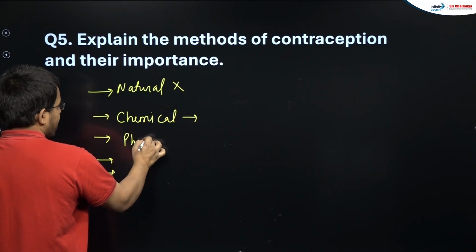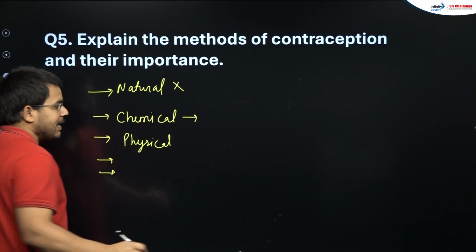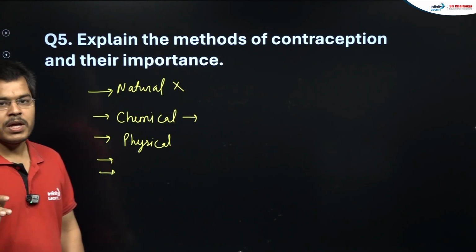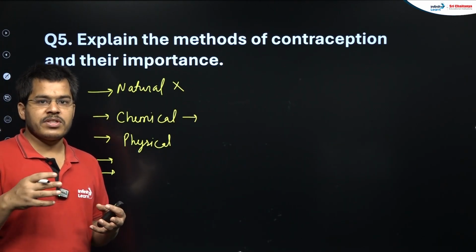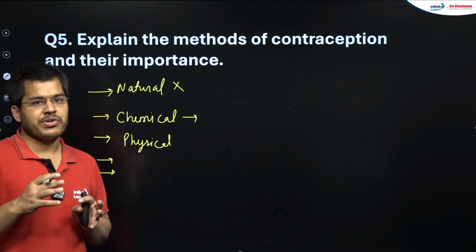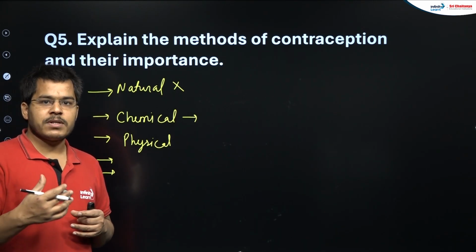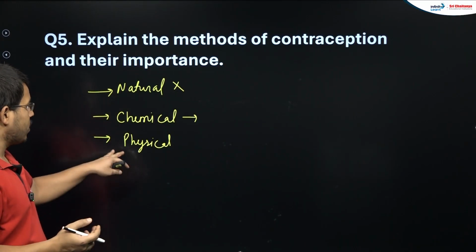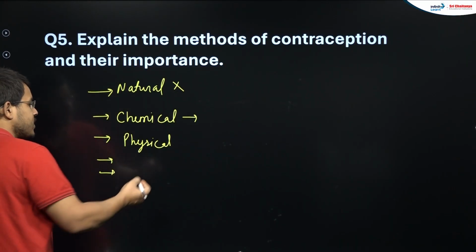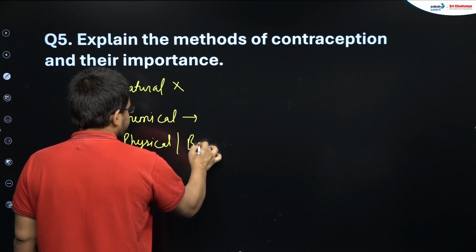In the physical method, we have some rubber or latex-like material through which coverings are made for male and female genitalia, covering them fully or partially, but not allowing the sperms to move to the ovum and fuse. That is, students, your physical or barrier method.